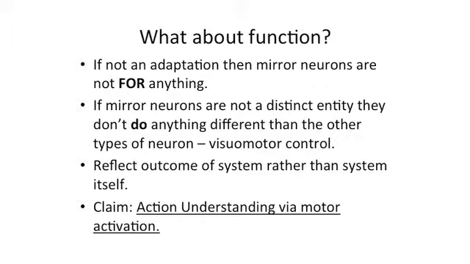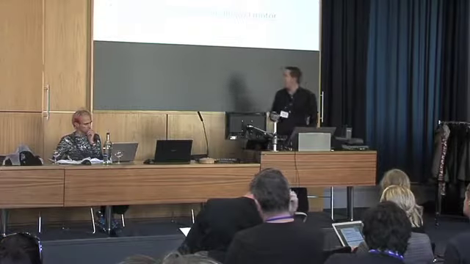Okay, what about function? I think the first thing to say is that if these things are not an evolutionary adaptation, then mirror neurons are not an adaptation for anything. They haven't been selected because they do anything. That doesn't necessarily mean that once an associative learning process has built them, they're not useful for us.